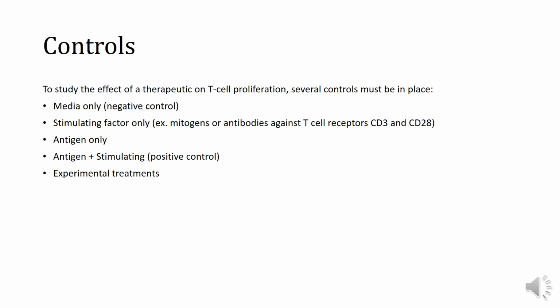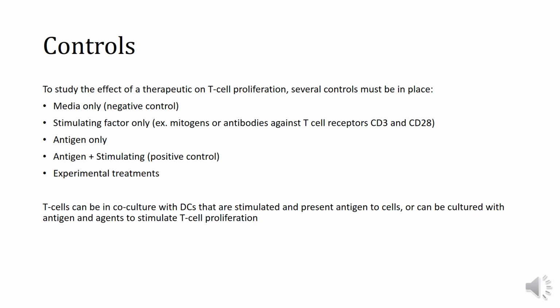You'd have another one that would just have your antigen only, and then you would have an antigen and stimulation factor control, which would be your positive control. And in this control, you should have extensive proliferation, so you'll have something to compare your experimental treatments to. And for CFSE, T-cell proliferation studies can be in co-culture with DCs that are stimulated and present the antigen to the cells, or they can be cultured with antigens and agents to stimulate T-cell proliferation, so these would include the antibodies against the T-cell receptors.